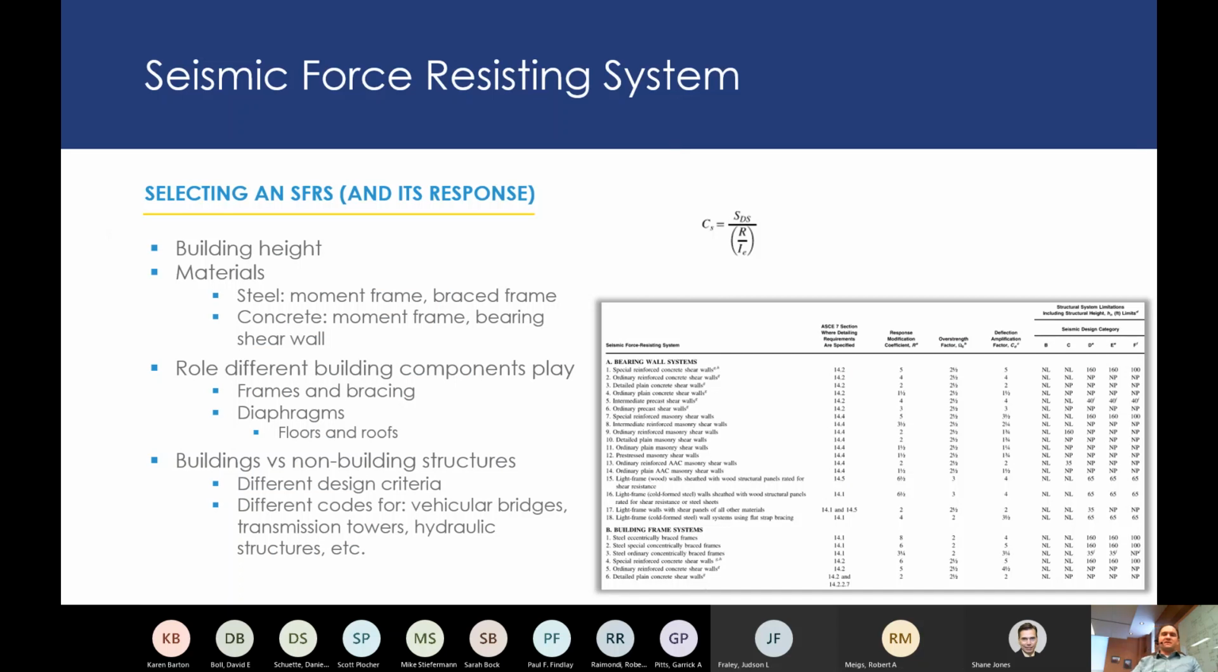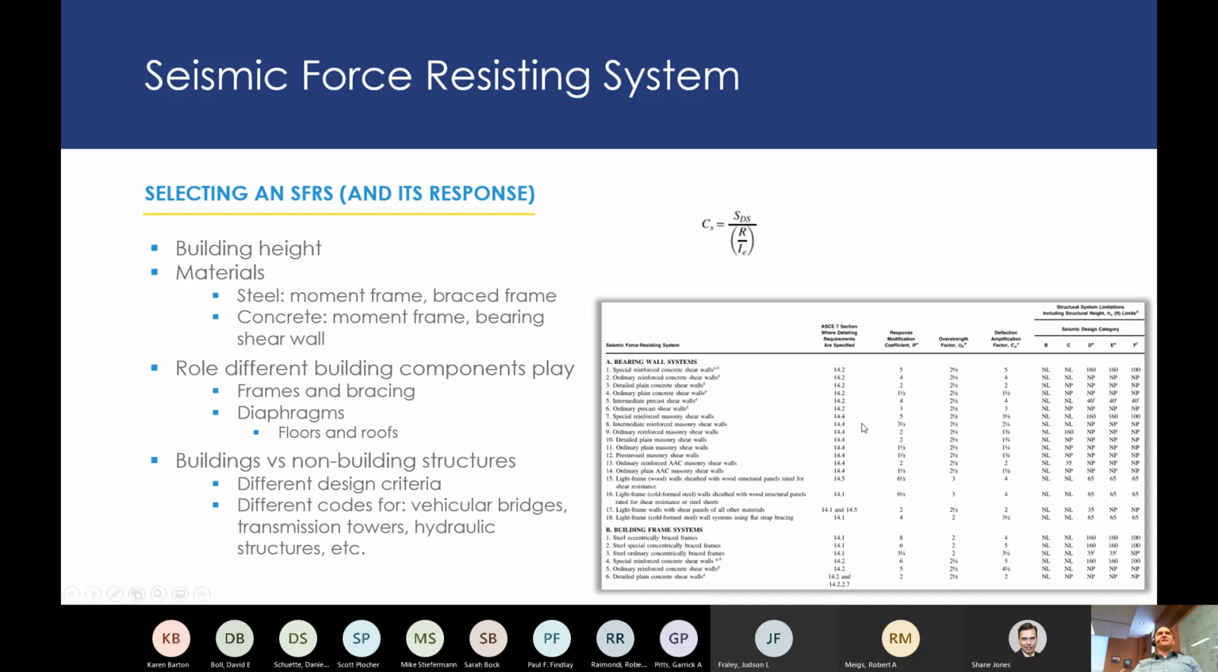Seismic force resisting system. So now we've talked about our building layout. Now we need to select the seismic force resisting system. That's the lateral and vertical resistance to the seismic forces. Building height is important, and materials is important. And this is out of the code. I know you can't read this, but it's dependent on the seismic design category. This is the system, and depending on the system you want to use, it's either permitted or not permitted, depending on the building's height and the seismic design category.